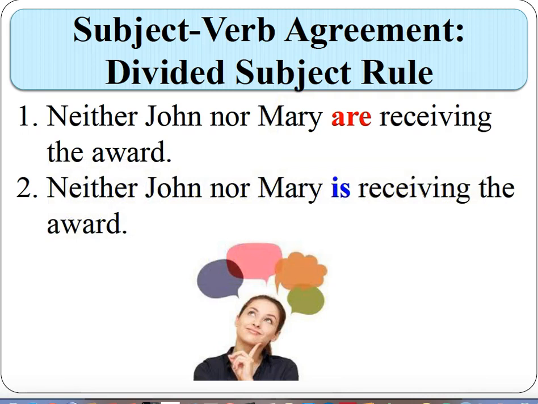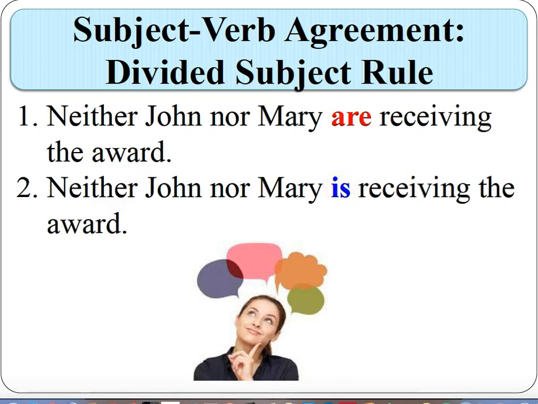Let's look at the two following sentences. Can you tell which one is correct? Let's read them carefully. Neither John nor Mary are receiving the award. Neither John nor Mary is receiving the award.